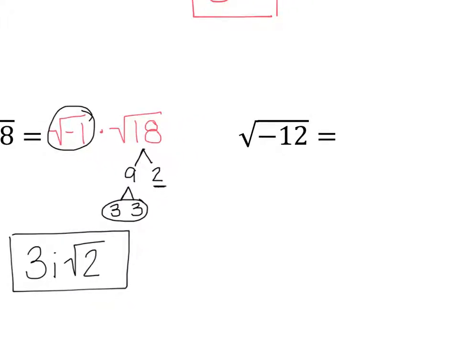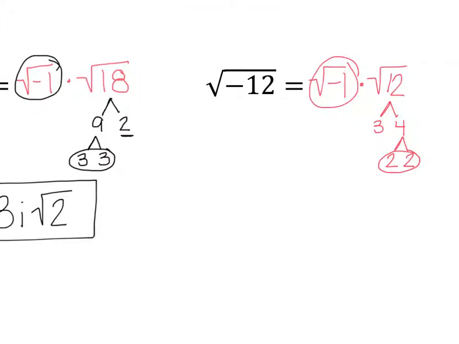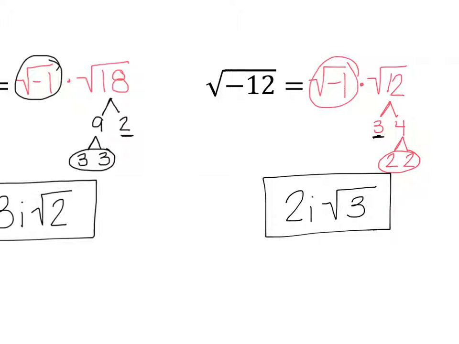Let's try the next one. So that breaks down into the square root of negative 1 and the square root of 12. What can the 12 break down into? 3 and 4. 4 breaks into 2 and 2. I've got a set of 2's, and my square root of negative 1. So what is in front of the radical? And what's inside? My leftover 3. Still okay?